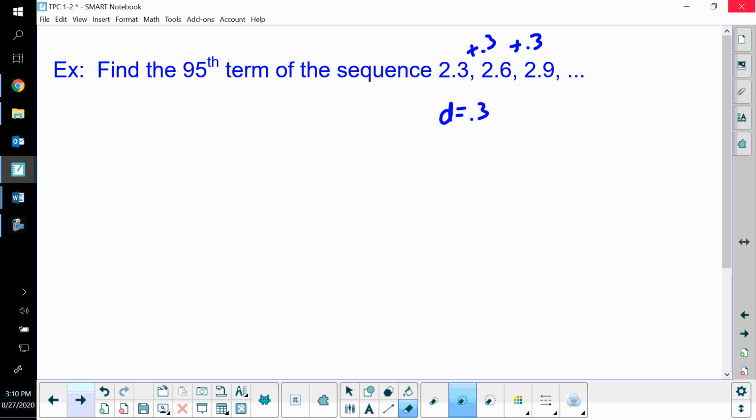Now, if you cannot just look at it and see that, which sometimes with decimal ones it'll be hard to, the opposite of adding is subtracting. So you just do the second minus the first. So D would equal 2.6 minus 2.3, and that's where we could get the 0.3 from. So because we're adding 0.3 each time, that tells us we have arithmetic.